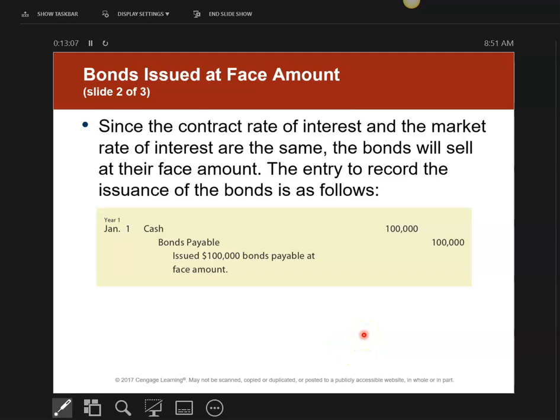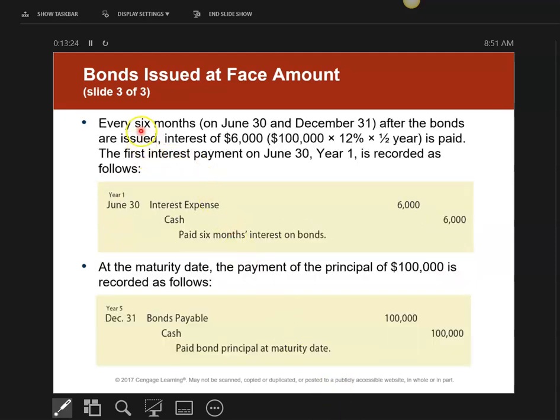Now, I'm going to have to do a journal entry every time I send you a payment. So the first thing we're going to have to do is remember from chapter 8, the formula of principal times interest times time, we need to figure out the interest payment. So right here, every 6 months, we're going to send you $6,000. I take the principal times the interest, and by the way, this is always the contract interest rate. It doesn't change. In this formula it is contract interest rate times 1/2 year.